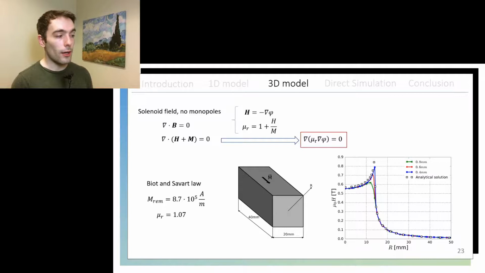And well, I chose a case that would have an analytical solution by the Biot and Savart law, and it consisted of that bar magnet you see there with a constant remanent magnetization. And on the right side of the slide, you can see a graph. There you can see how, as we decrease the cell size at the surface, we approach the discontinuity that is present at the corner of that bar magnet.